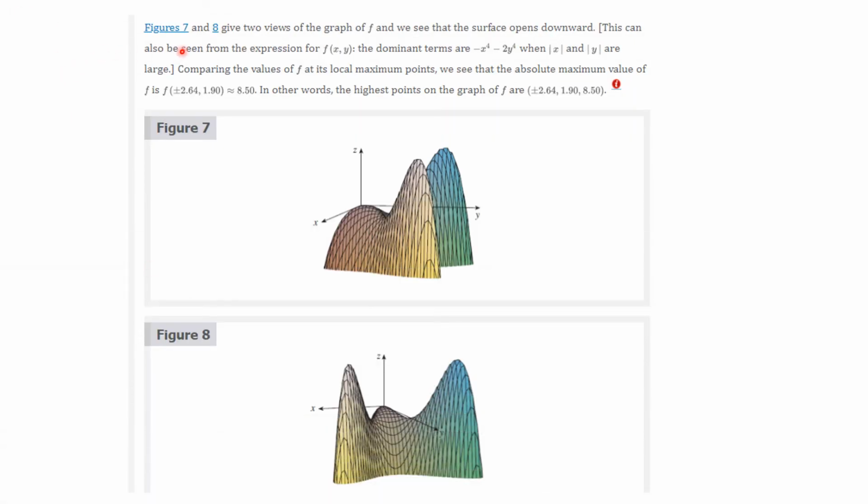Figures 7 and 8 give two views of the graph of f, and we see that the surface opens downward. And this can also be seen from the expression for f of xy. The dominant terms are both negative, and so those clearly open down. Comparing the values of f at its local maximum points, we see that the absolute maximum value of f is at plus or minus 2.64 and 1.90, and when I plug that in, I get approximately this. So the highest point is 8.5 on the curve, and it's achieved at these values.